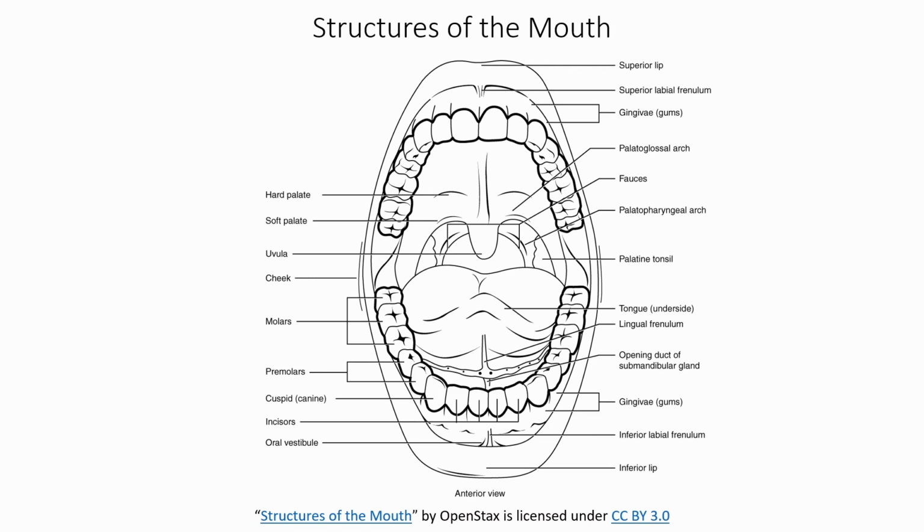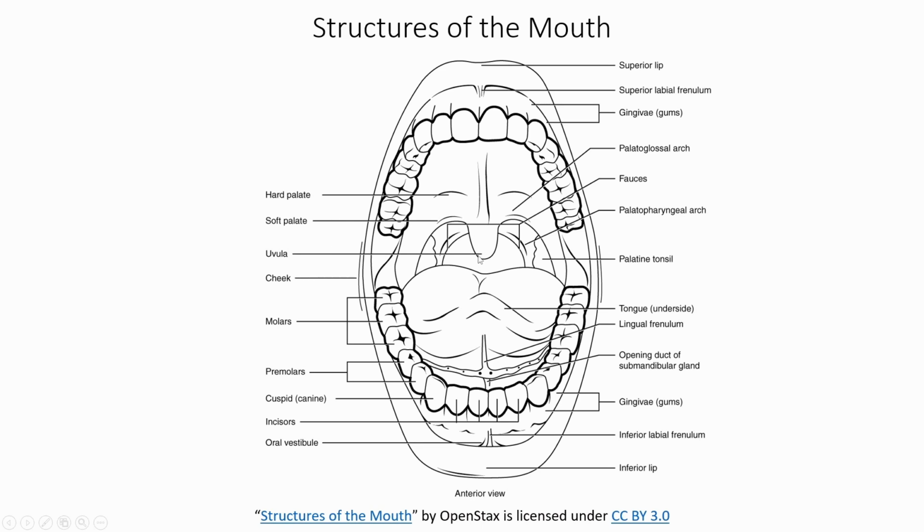So if we look at these, we have the superior and the inferior lips, the labial frenulum, we have one up here and one down here, kind of connecting your lip to your gums, basically. The gingivae, which are your gums. All the various teeth. You have the incisors in the front, kind of the flattened, skinny ones. The cuspids, which are your canines. The bicuspids, and then the premolars and the molars.